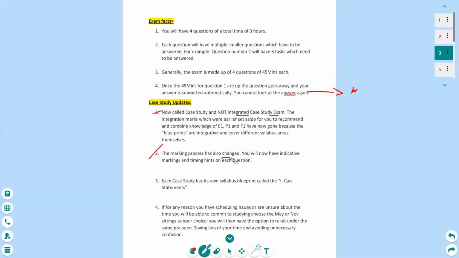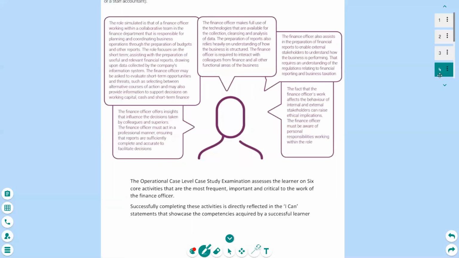Second, the marking process has also changed, which we'll speak about now. Now, each case study has its I can statements or blueprints or core areas, which we will again look at. So first, to the role of a finance officer. They tell you that you have been given the role of an entry-level finance officer. So what does a finance officer have to do? What can be part of your job?